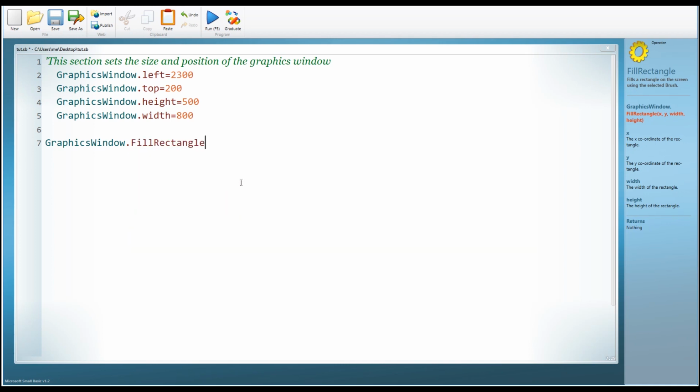And here we're going to have to put some values into the brackets here. Now, very helpfully, Small Basic does show you on the right hand side of your screen here some helpful information. So what it's expecting when you use graphics window.fill rectangle are 4 values, and you can see them in the order in which it's expecting you to use them. So we have X, so the X coordinate of the rectangle, Y, width, and then height.